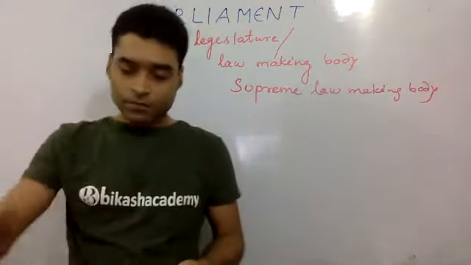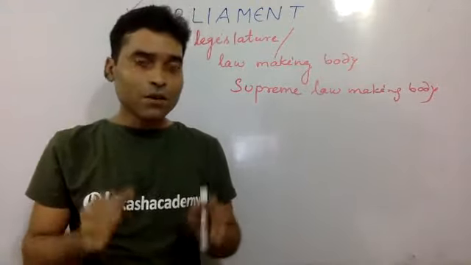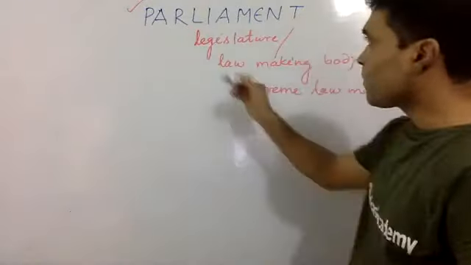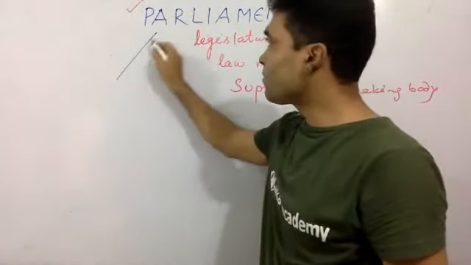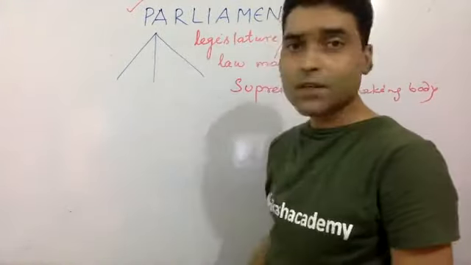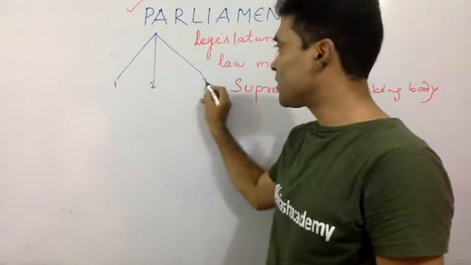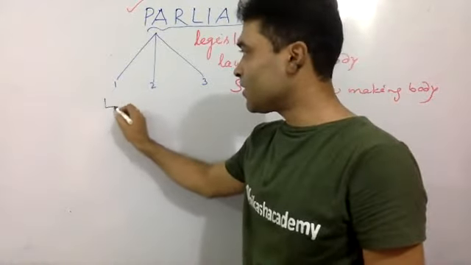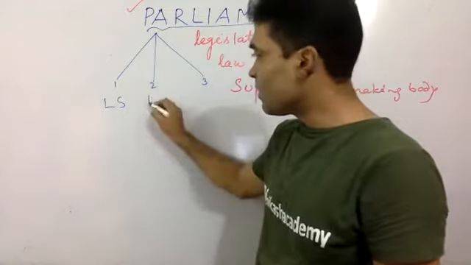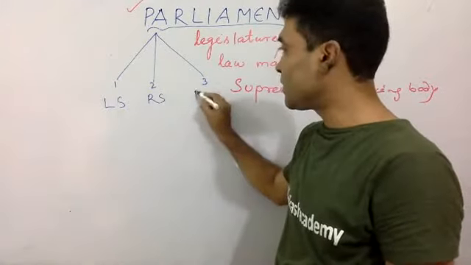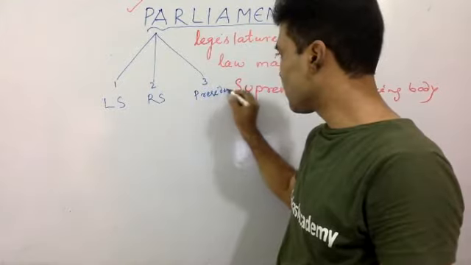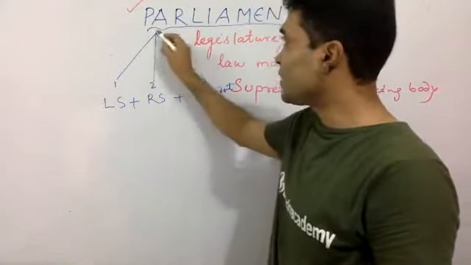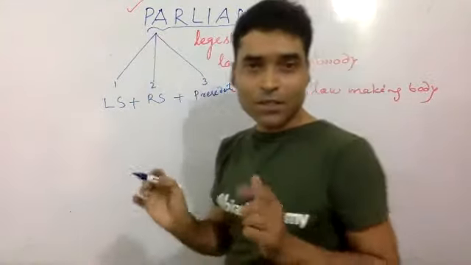Now we'll talk about the organization, or you can say the composition of parliament. You see, if you talk about parliament, we have three parts. Part 1, part 2, part 3. So what is parliament? You can say this is Lok Sabha, Rajya Sabha and President. So Lok Sabha plus Rajya Sabha plus President is actually known as Parliament. I hope this is clear.